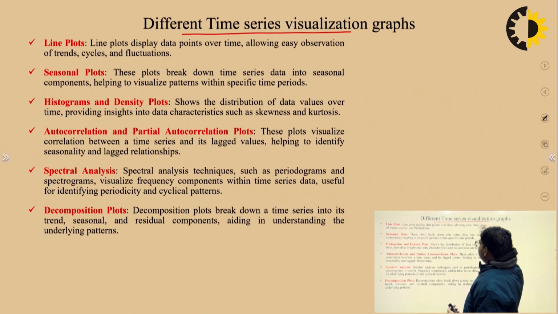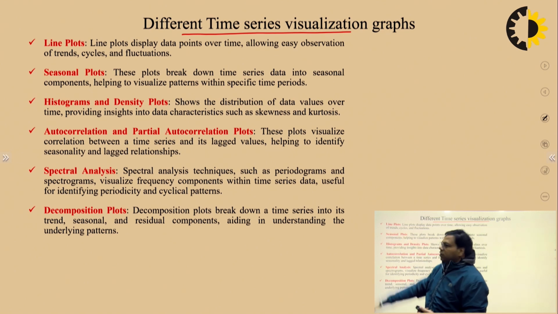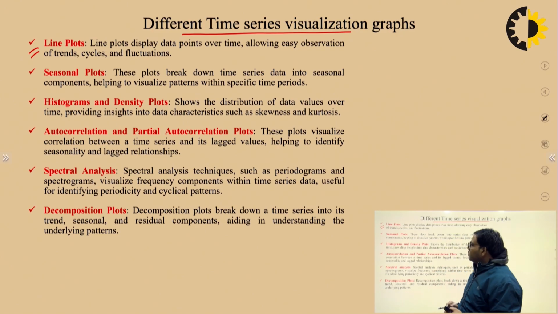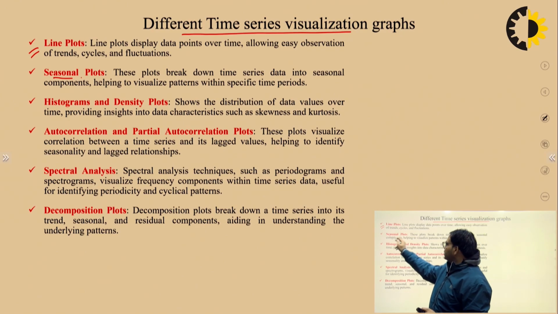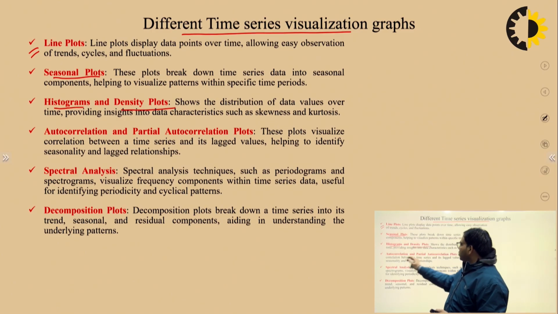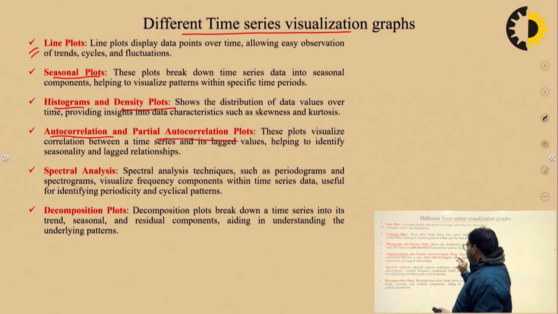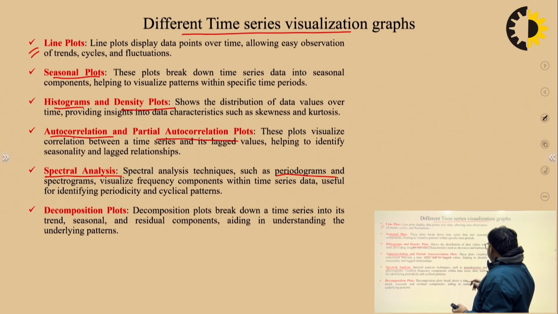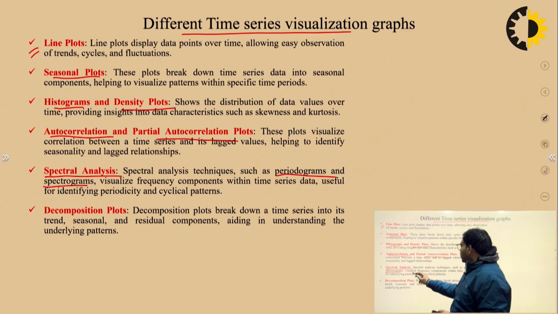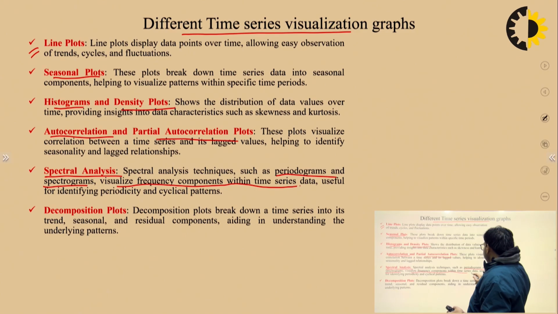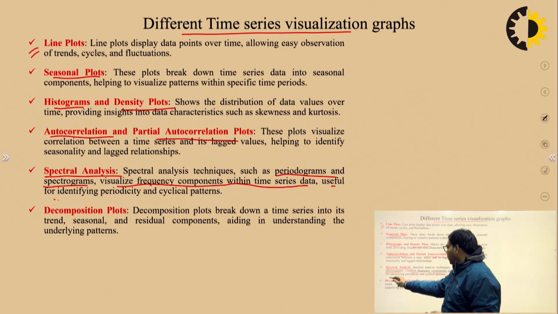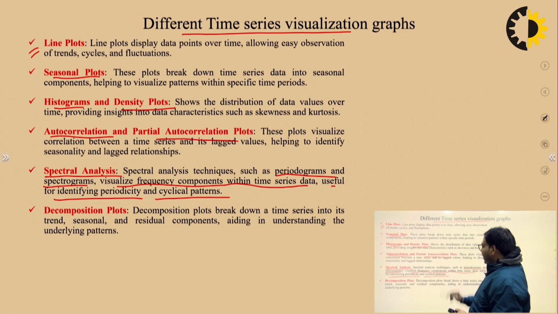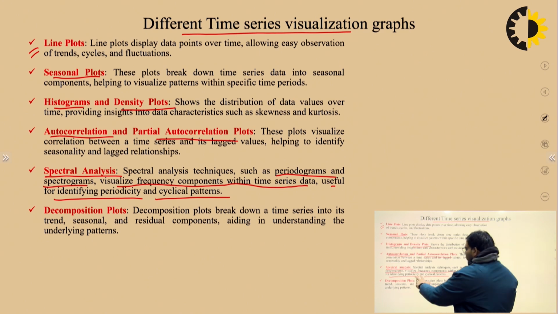Different time series visualizations: line plot is commonly and mainly used for having a good analysis over the time series data. Others are seasonal plots, histogram and density plots, and autocorrelation and partial correlation plots. Spectral analysis we can do using periodograms and spectrograms, which visualize frequency components within the time series data, useful for identifying periodicity and the cyclic pattern. Just to identify these two kinds of components, we can have some spectral analysis.